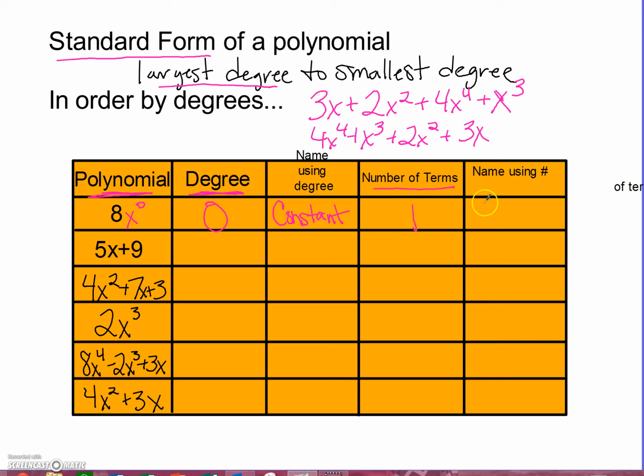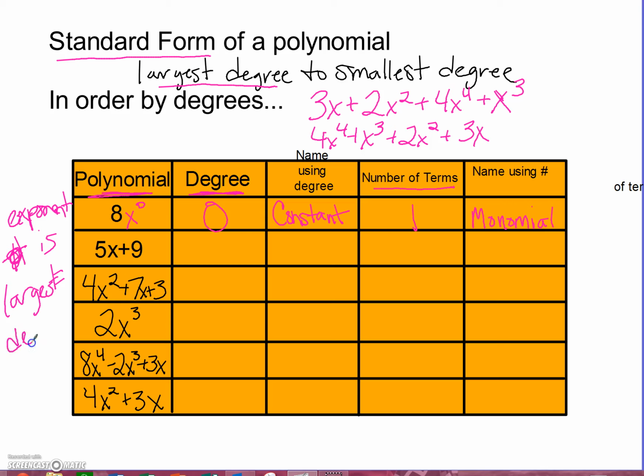So what kind of polynomial is that? It has 1, so it is a monomial. Mono means one. You're going to have to use this later. Then we have to look at our next one. We have 5x plus 9. The degree, remember, when you have more than one, you have to look at which exponent is the largest. And that is your degree.